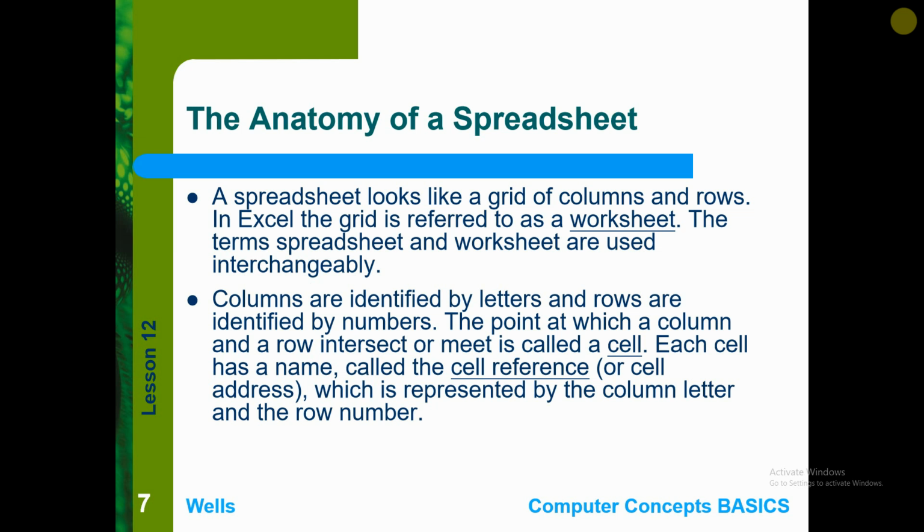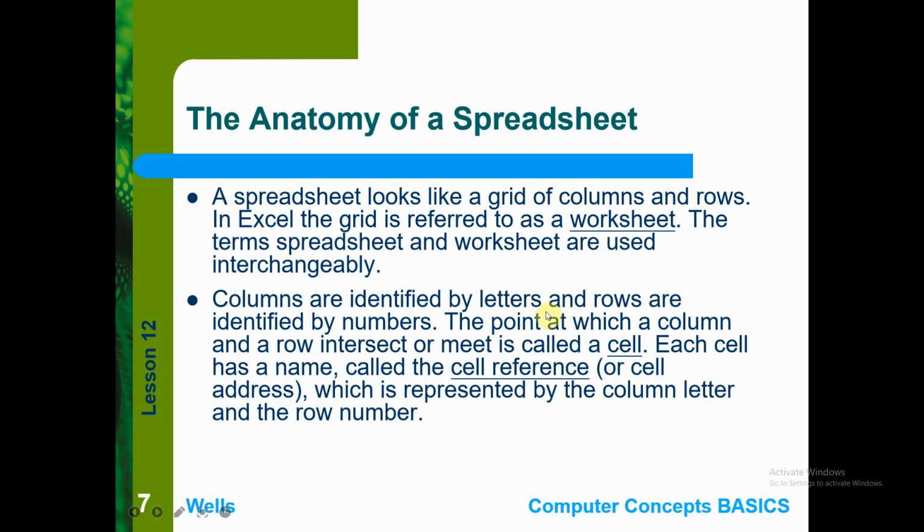Identifying the columns: they are identified by letters, whereas rows are numbers. Columns run horizontally across the top, but the rows are opposite, vertical, and represented by numbers. The point at which a column and a row intersect is called a cell. So we have a cell reference defined by the column letter and row number, which we also call the cell address.